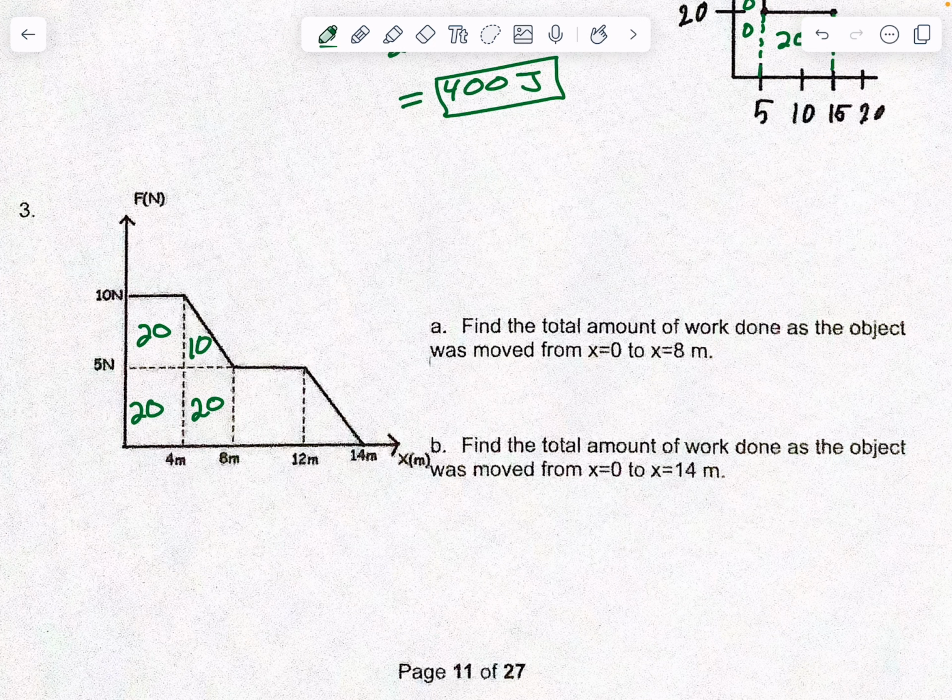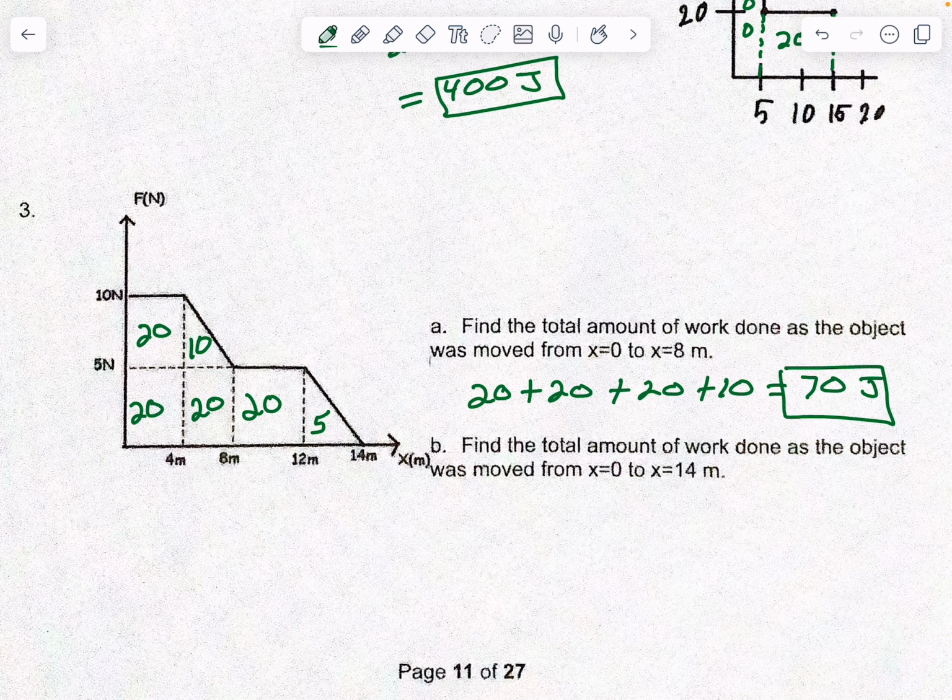Okay, my next box goes from 8 to 12. That's 4. 4 times 5 is 20. And then my triangle has a base of 2. 12 to 14 is 2. 2 times 5 is 10. Half that is 5. So if I want to figure out how much work was done from 0 to 8 meters, I'm going to add everything up until 8 meters. So that's 20 plus 20 plus 20 plus 10. That means 70 joules of work was done.